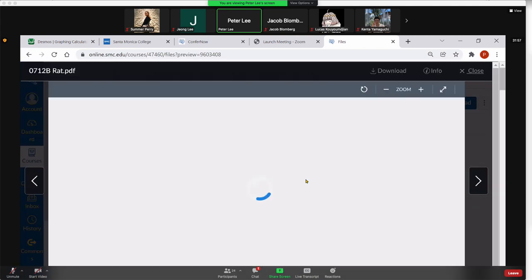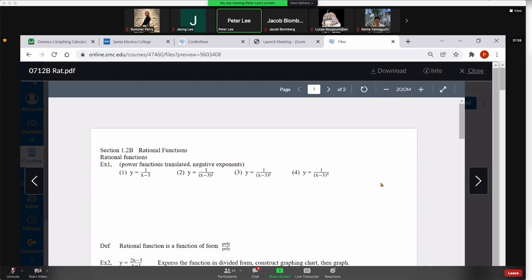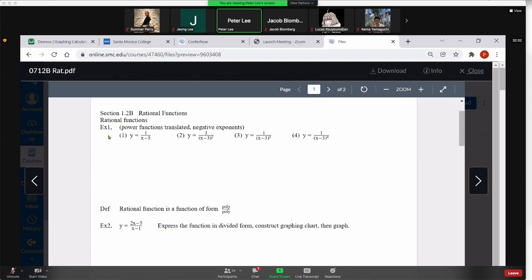And 1.2b is this one, rational functions. Now, if you look at section 1.2b, example 1, these are power functions translated, with negative exponents. All of these questions are basically y equals (x minus 3) to a negative exponent. In this case, all the exponents are negative integers, so I can say they are negative integer exponents.